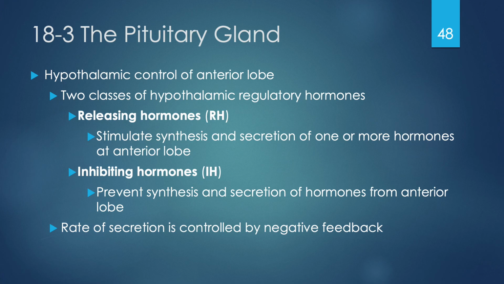The hypothalamus controls the anterior lobe via regulatory hormones, but it also uses the posterior lobe as a highway by which to pass out their product. So there are releasing hormones and inhibiting hormones that come from the hypothalamus that affect the anterior lobe, or the adenohypophysis. The releasing hormones will stimulate the synthesis and secretion of one or more hormones in the anterior lobe, whereas the inhibiting hormones are exactly the opposite. They're going to prevent the synthesis and secretion of hormones from that same adenohypophysis. And in both cases, the rate of secretion is going to be controlled by negative feedback loops.